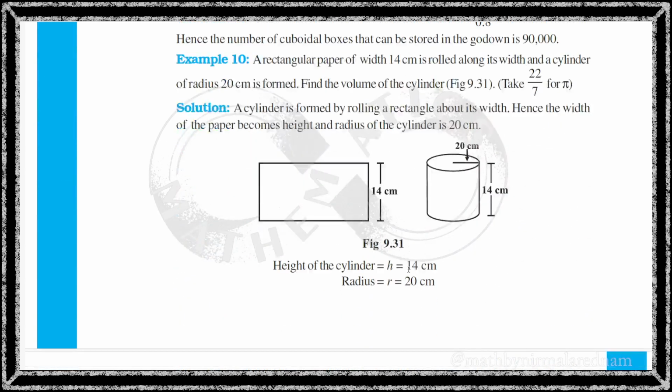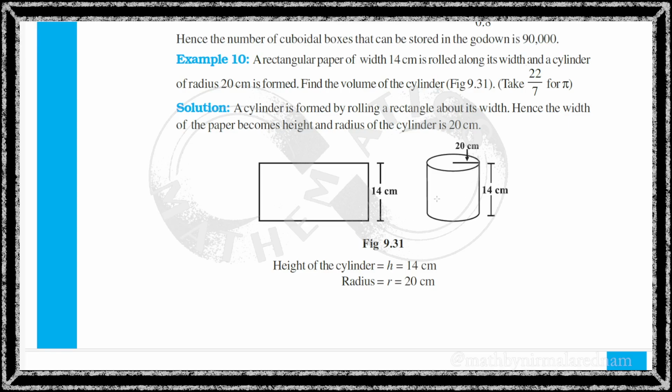A rectangular paper of width 14 centimeters is rolled along its width and a cylinder of radius 20 centimeters is formed. Find the volume of the cylinder. Now here the rectangular width, we know that net of a cylinder, the lateral surface, is nothing but a rectangular sheet. So you can see the figure, it's very clearly given how this rectangular sheet is transformed into a cylinder, right? Now here the width is nothing but the height of the cylinder.